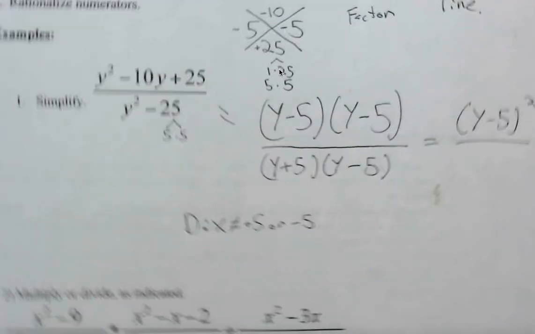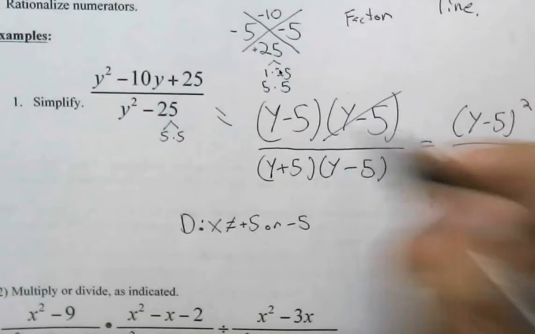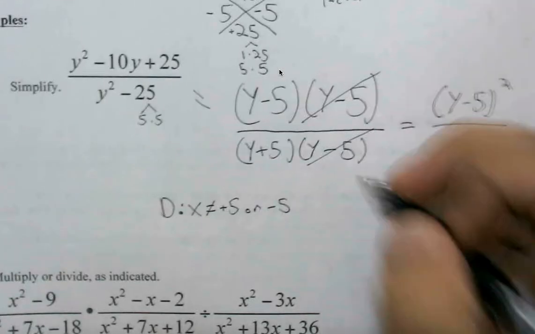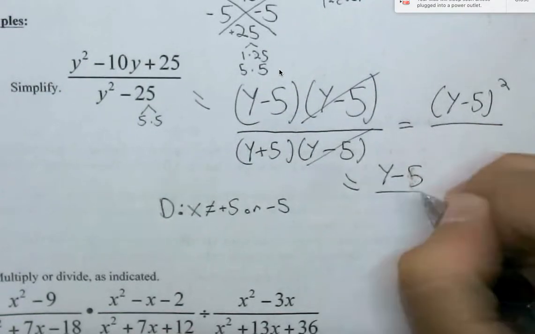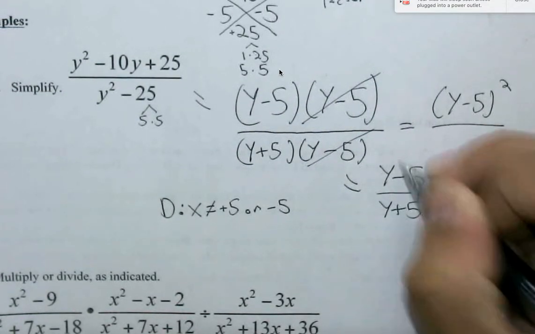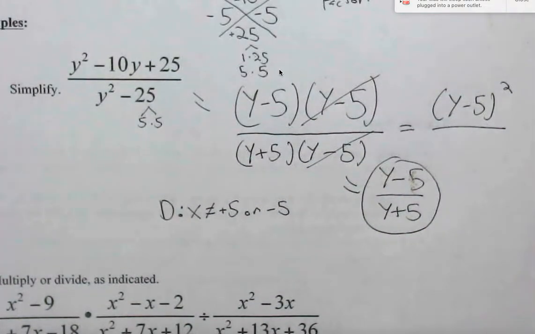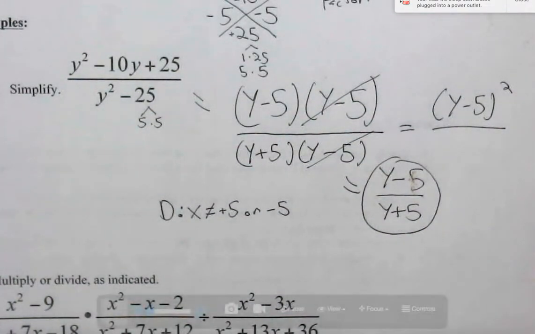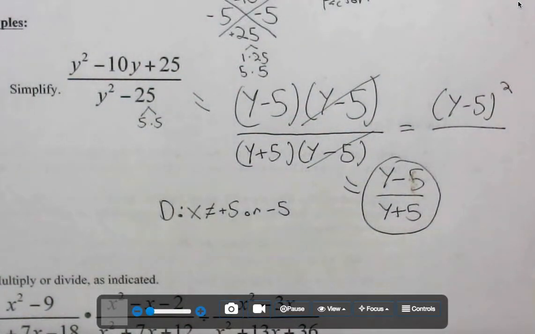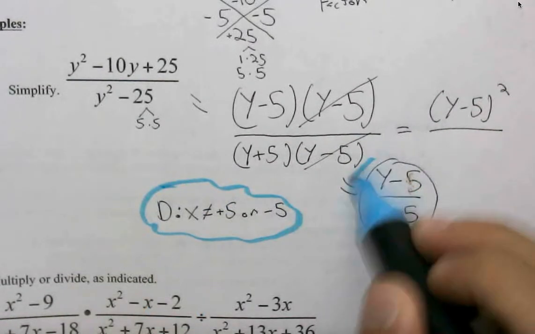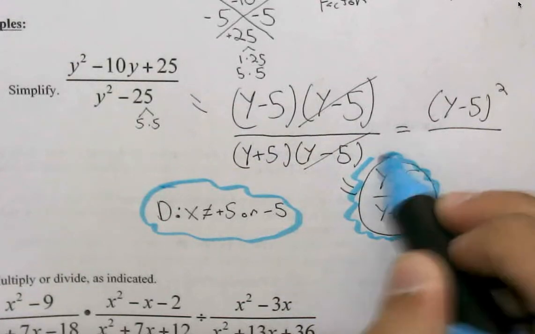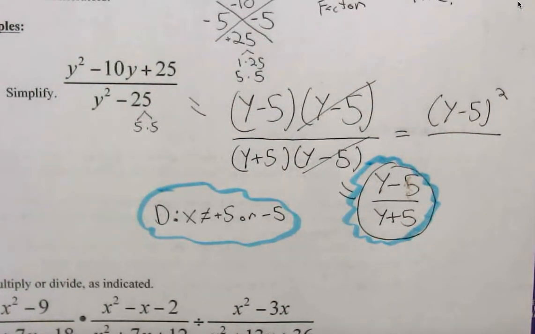And hopefully you're seeing that we can cancel out y minus 5 and y minus 5, leaving us with only y minus 5 over y plus 5 as our final answer. So the domain portion is a little extra, but the main simplified version you would want for this is y minus 5 dividing by y plus 5.